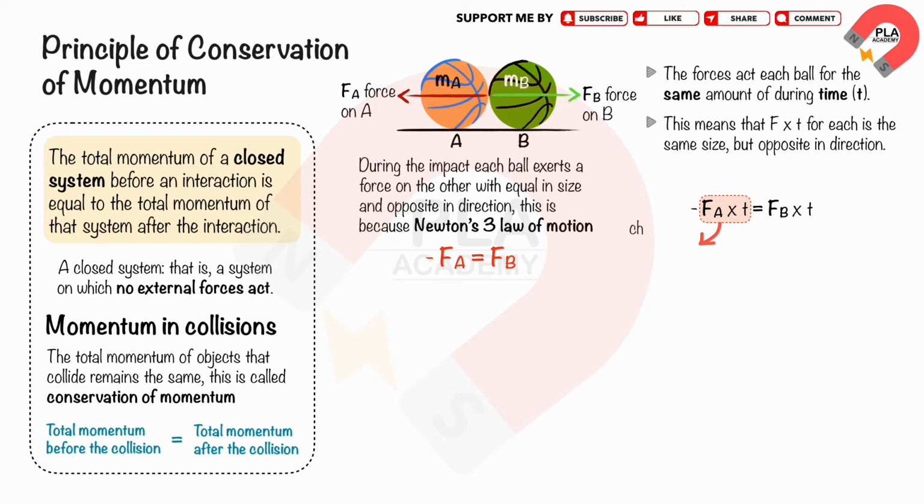Fa times t is the change in momentum of ball A. Fb times t is the change in momentum of ball B. The negative shows that both changes in momentum are in opposite directions.